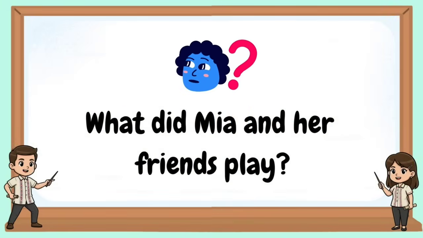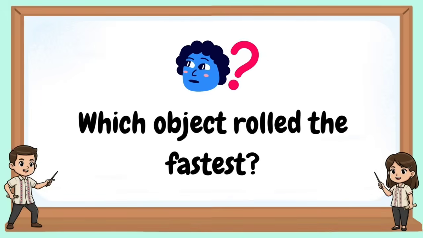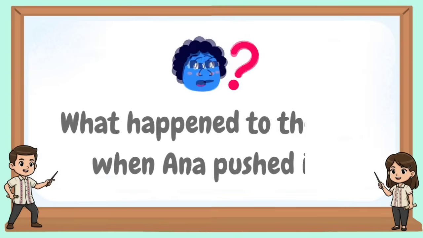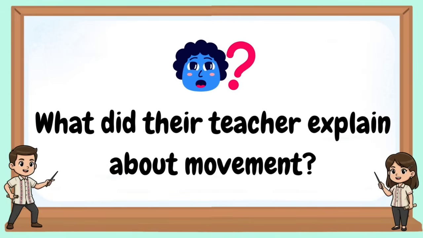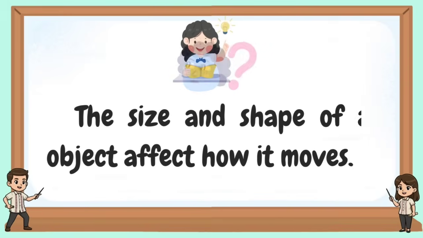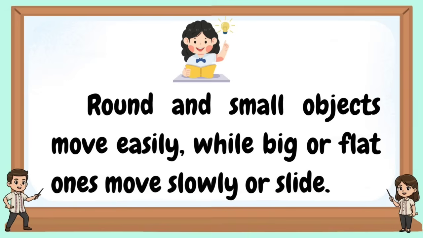What did Mia and her friends play? Which object rolled the fastest? What happened to the box when Anna pushed it? What did their teacher explain about movement? The size and shape of an object affects how it moves. Round and small objects move easily, while big or flat ones move slowly or slide.